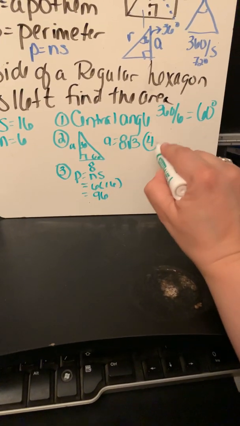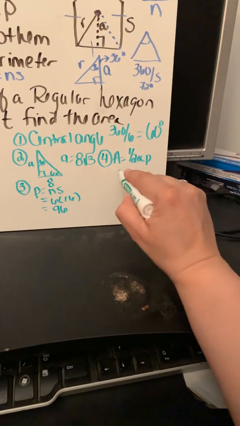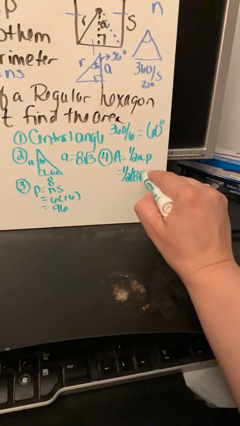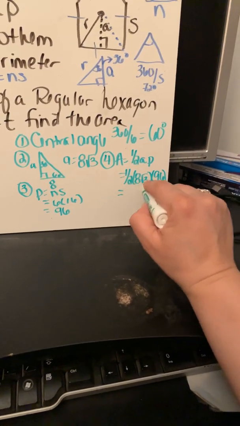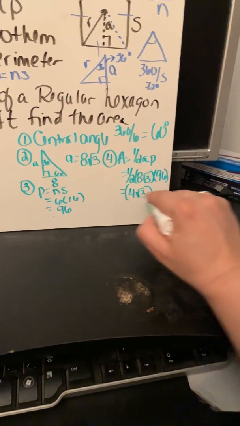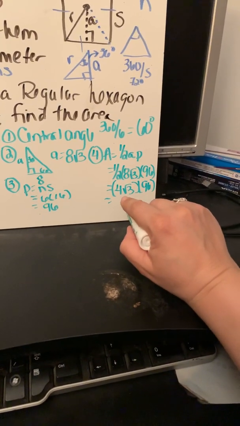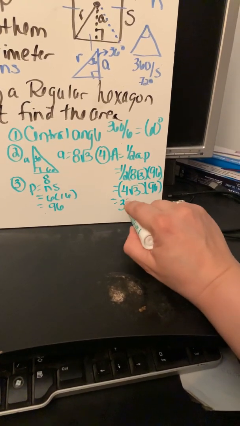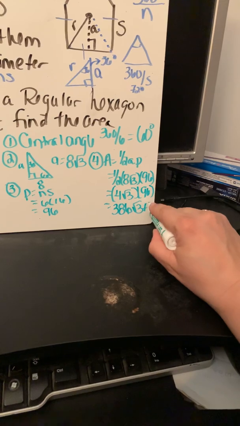Fourth step, A equals 1/2 AP. We're plugging everything in. 1/2, A is 8 root 3. P is 96. Simplify it, but keep it in radical form. Half of 8 is 4. So now I'm going to take 4 root 3 times 96. Well, what's 4 times 96? 384 root 3. And because it's feet, feet squared.